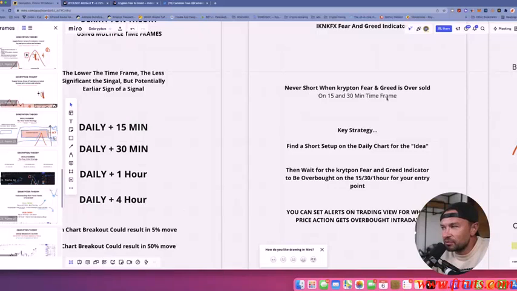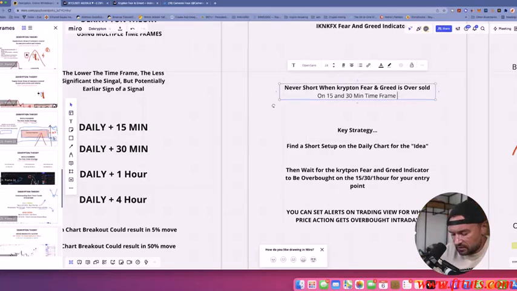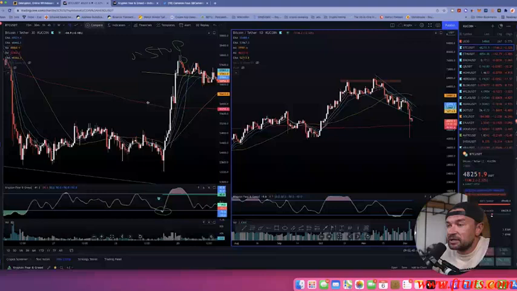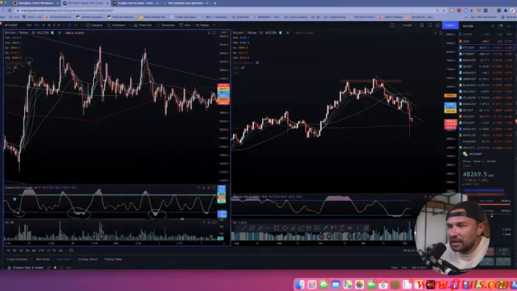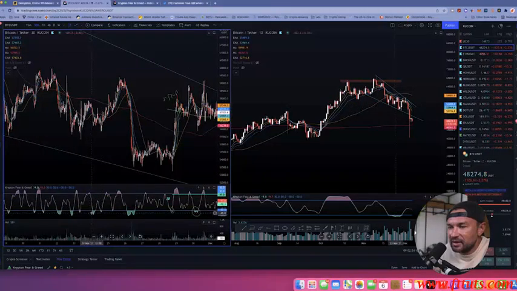So never short when the Krypton Fear and Greed indicator is oversold on the intraday chart, whether it be 15, 30-minute, you can even say 1 hour chart here also, because you're just asking for trouble. Oversold is not a good time to short. Anytime it's down there on an intraday chart, it's likely going to see some sort of squeeze to the upside. So anyways, that's what I look at when I'm looking at the daily and intraday charts and looking for short positions.